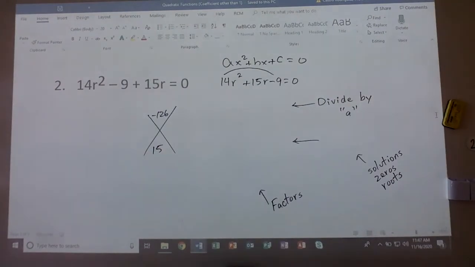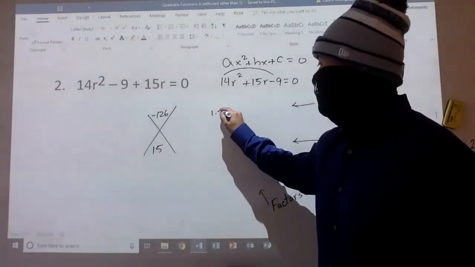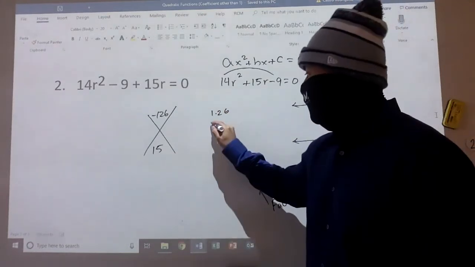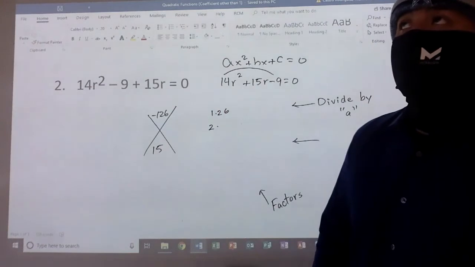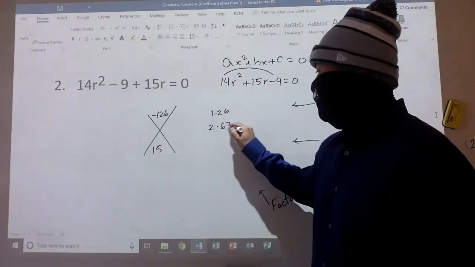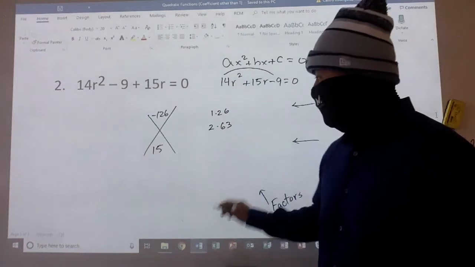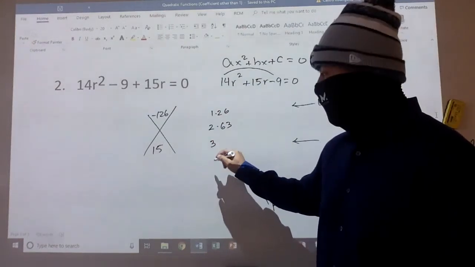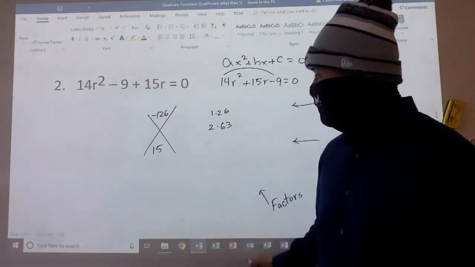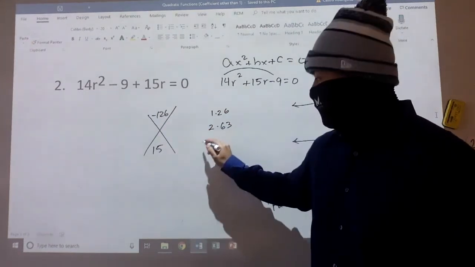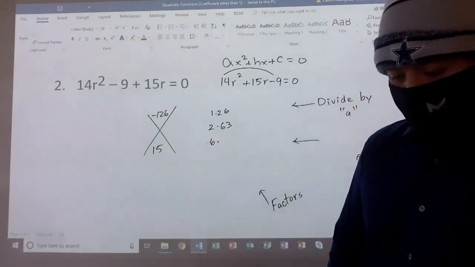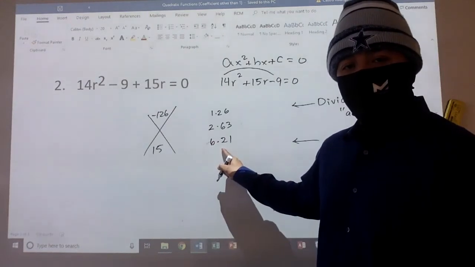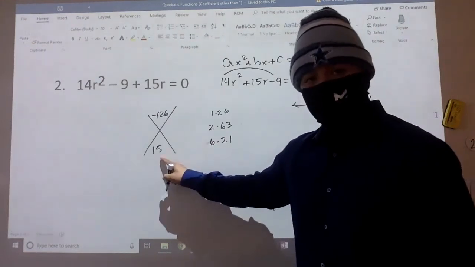We start dividing it. 126 divided by 1. This one won't work. 2 times, what, 63? This one's not even close to this one. 3 doesn't work. 4 doesn't work. 5 doesn't work. 6 does. So 126 divided by 6 will be 6 times 21. If I add them, it gives me 27. If I subtract them, the 15 I'm looking for. So 6 and 21.